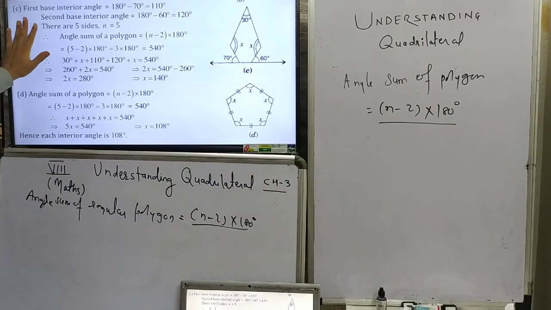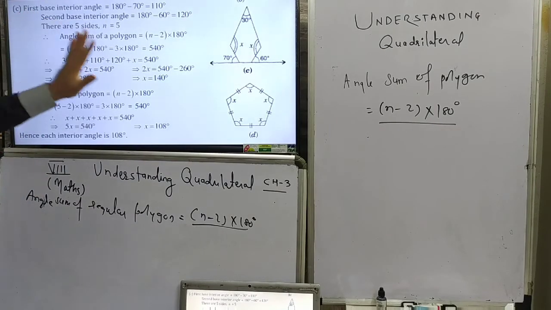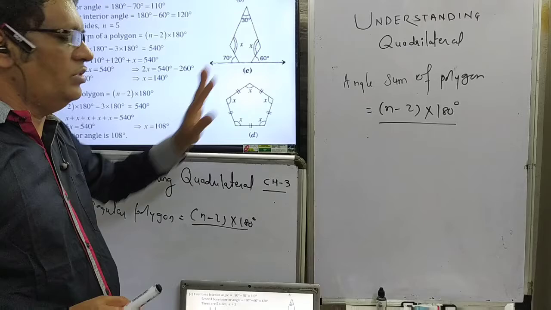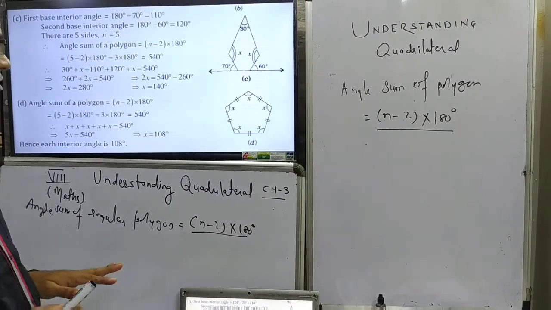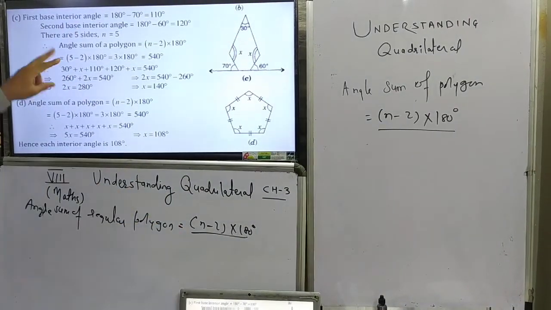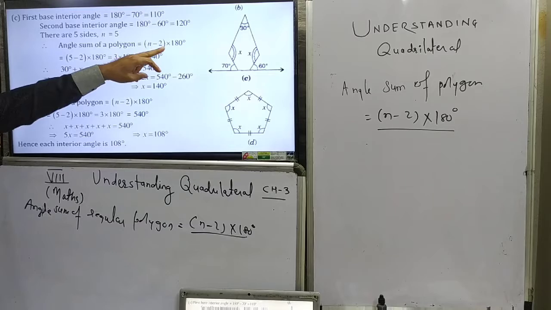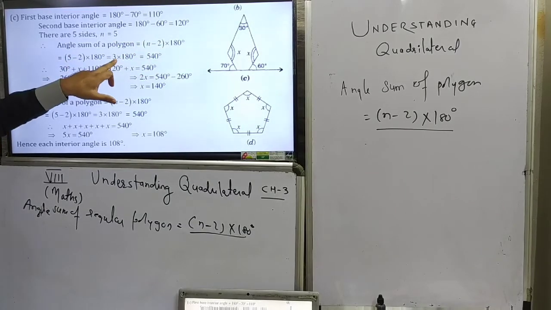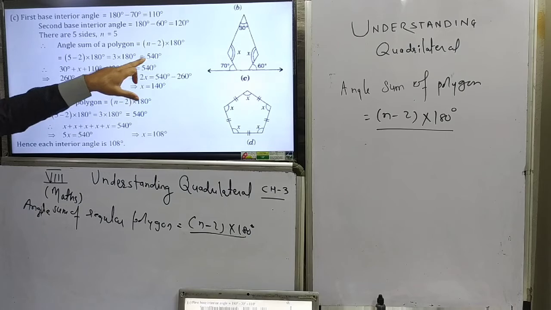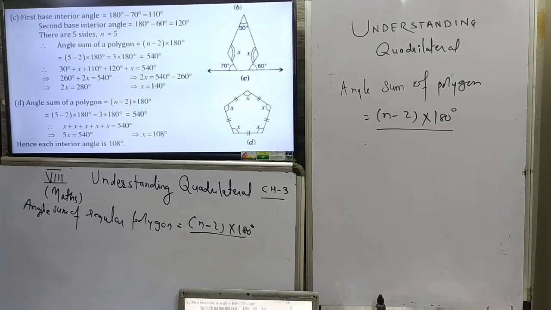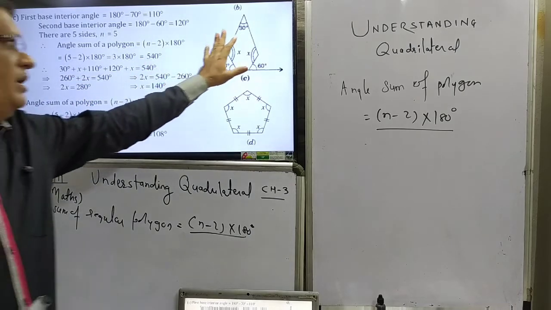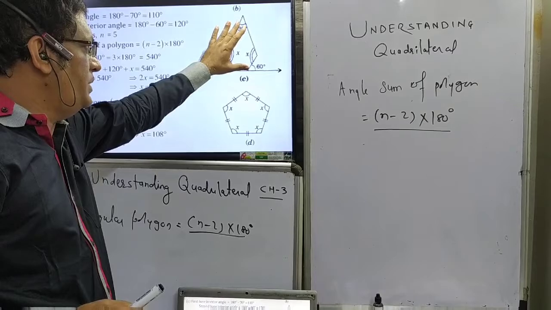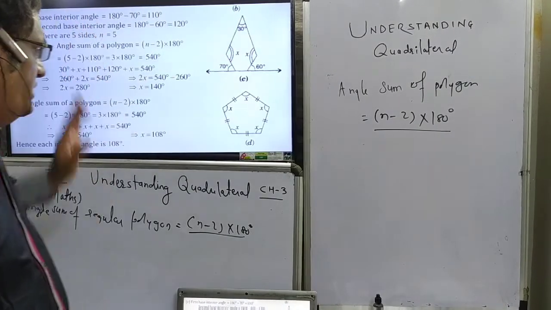Now let us see this problem. What is given here? The polygon is a pentagon. Therefore, definitely (n minus 2) into 180 degrees. The number of sides of a pentagon is 5, so 5 minus 2 into 180 degrees, that is 3 into 180 degrees, that is 540 degrees. Now the sum of these 5 angles of this pentagon is 540 degrees.